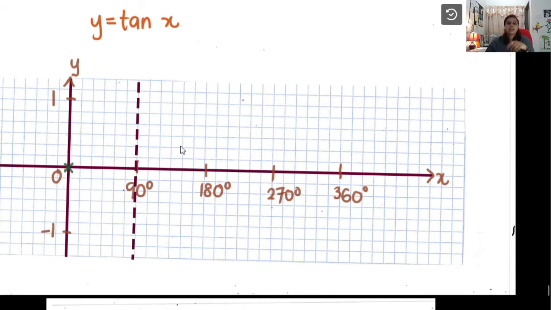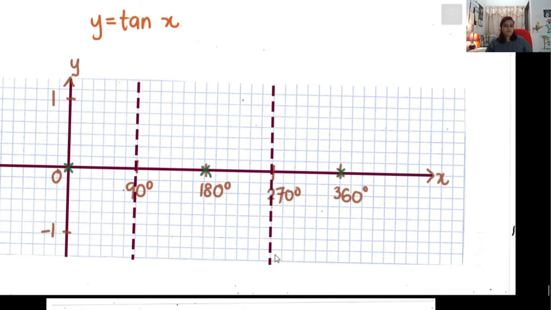Okay, then tangent 180. I think it's going to be 0. Tangent 180 is 0. Tangent 270, math error again. So this time also put the dotted lines. It's going down like that. Then tangent 360 is again 0. All right, now let's draw the graph.